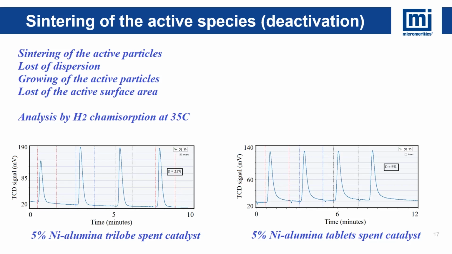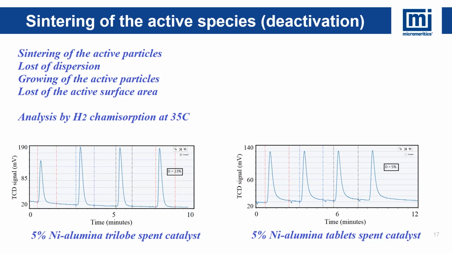This means that the active species are being sintered. And if the active species are being sintered, that is also causing the deactivation of the catalyst. So we can conclude in this case that we have 2 causes of deactivation. One is a deposition of graphite on the surface of the active species. And the second one is sintering of the active species, growing the active particle and therefore absorbing less hydrogen, as we see here. By sintering, we are reducing the active surface area, leaving less active area for the reaction, and therefore also deactivating the catalyst.